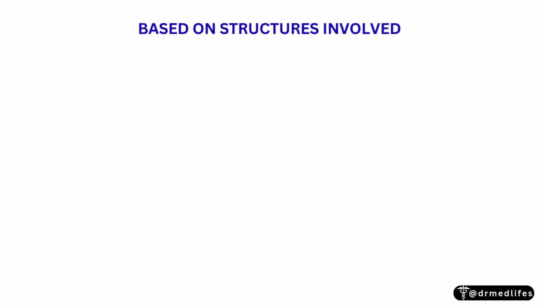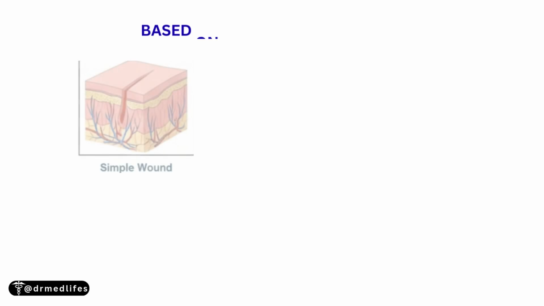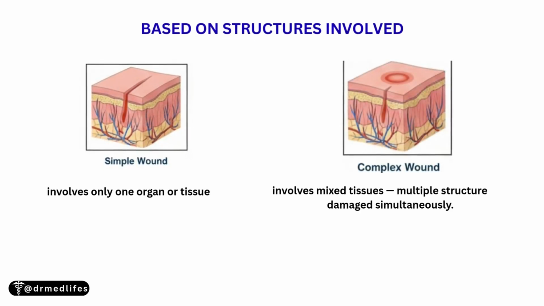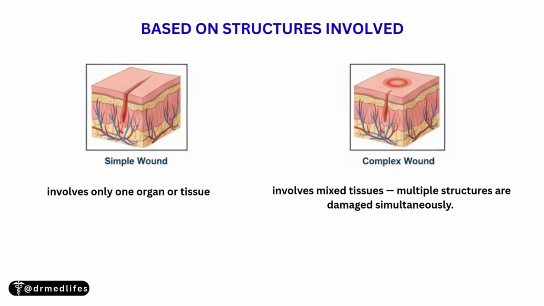Now let's see classification based on structure involved. It is divided into two categories, a simple wound and a complex wound. A simple wound involves only one organ or tissue. A combined or complex wound involves mixed tissues. Multiple structures are damaged simultaneously.